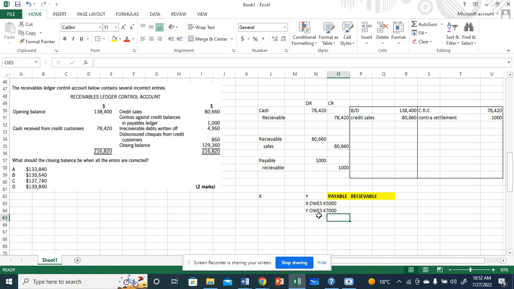Instead of us giving 5,000, then he gives us 7,000, he can just give us 2,000, right? We deduct the 5,000 and he just gives us the 2,000. So that reduction of 5,000 means our payable to Y has reduced, and also our receivable from Y has reduced by 5,000. Is that okay, colleagues? Any questions on this contract settlement here? Okay, I assume we've understood. We can go to the next one.